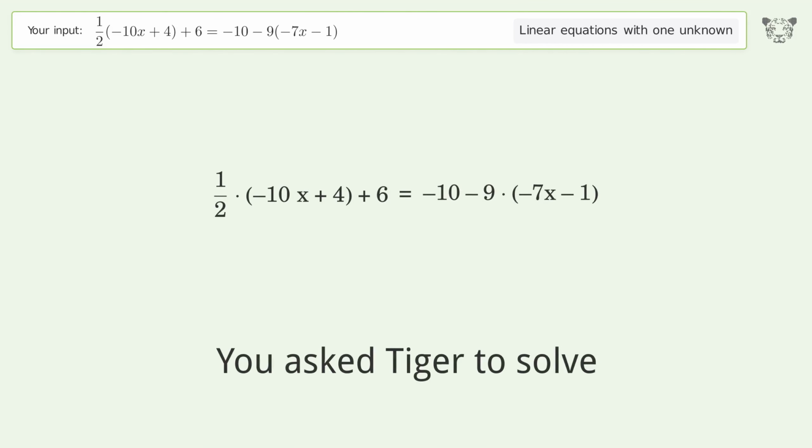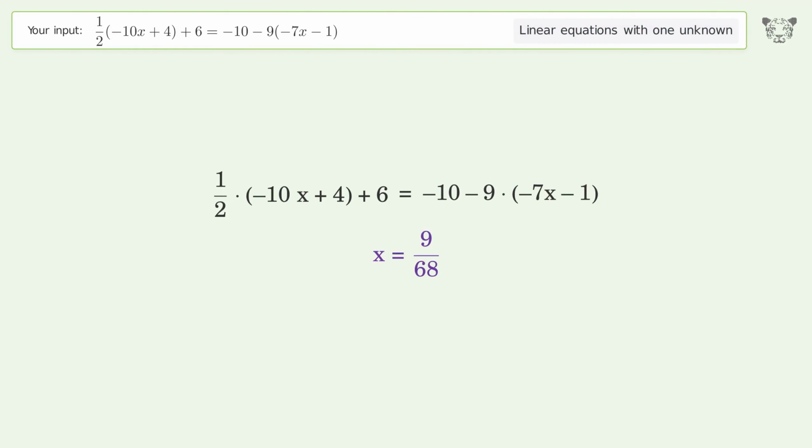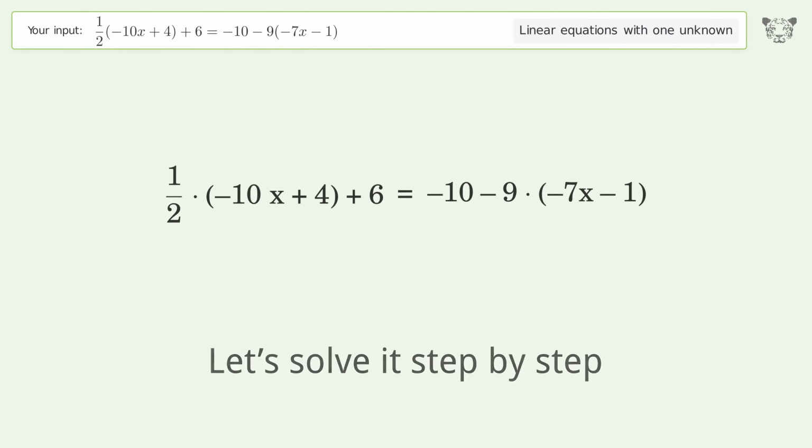You ask Tiger to solve. This deals with linear equations with one unknown. The final result is x equals 9/68. Let's solve it step by step.